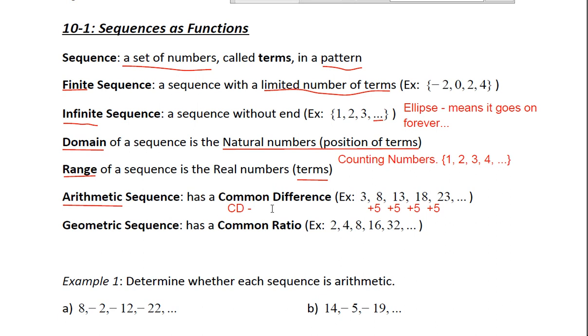So your CD, your common difference, is the number added or subtracted. Arithmetic means add or subtract. The geometric sequence means there's a ratio. So we're going to take the sequence, create ratios, and in order for it to be a geometric sequence, those ratios have to be the same.